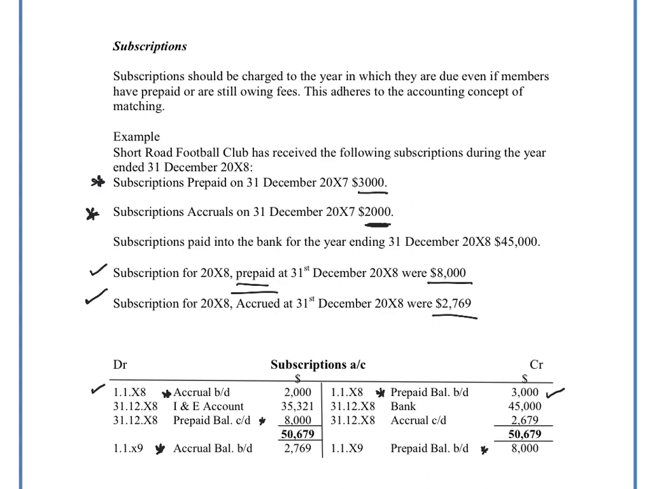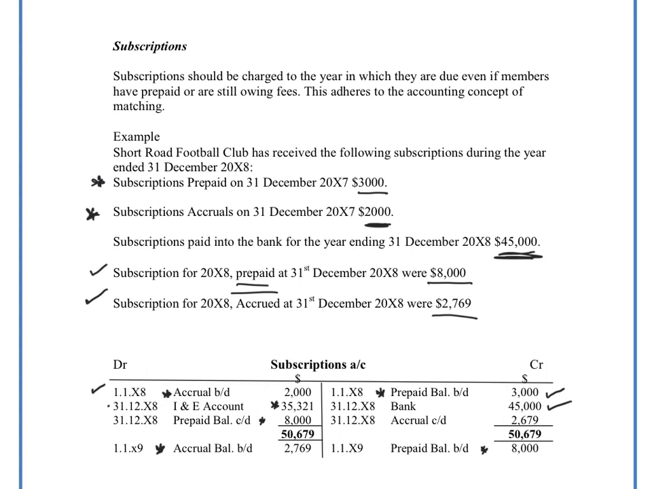Any subscriptions paid to us during the year obviously is going to be credited. It goes out of the subscriptions account and into our bank account on the debit side. So we would put that figure of $45,000, which is given to us in the question, on the credit side of our subscriptions account. And the difference, which is here, of 35,321 would be posted to the income and expenditure account. So that's the actual figure that we put into our income and expenditure account under, in this case, income.